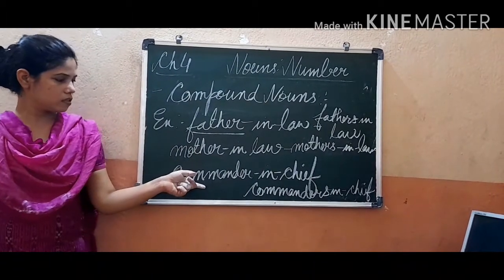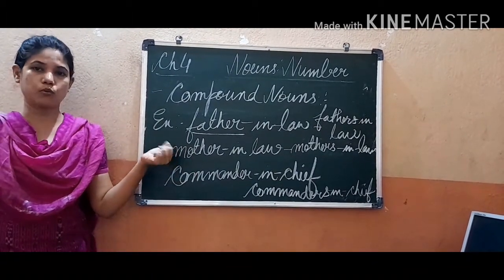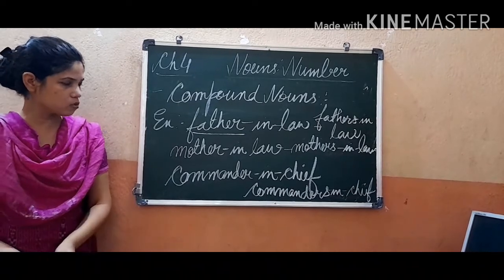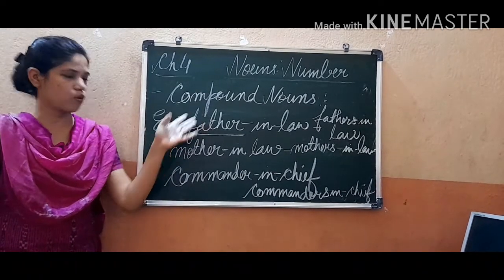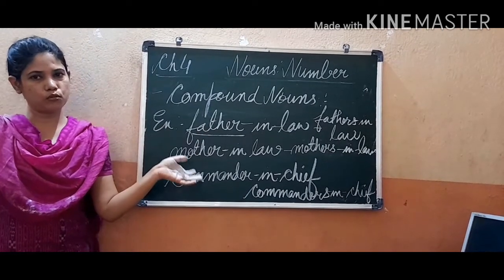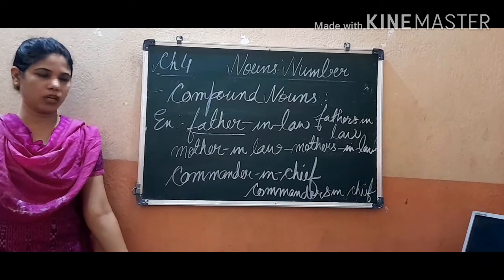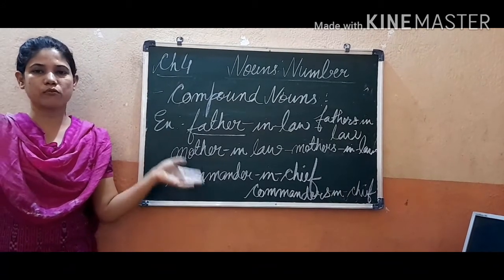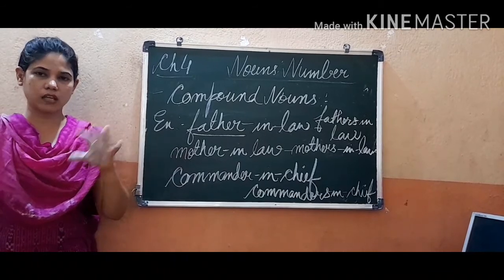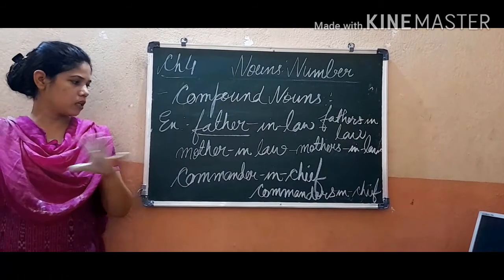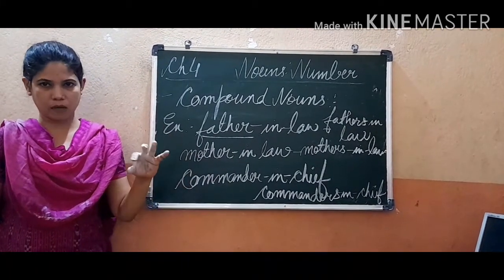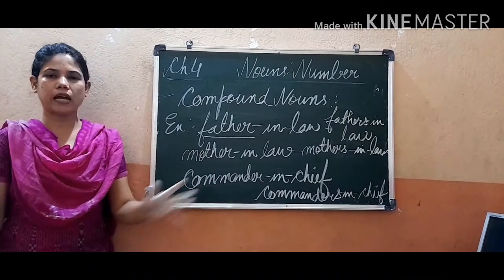So these are seven to eight rules that we have seen today, how to change from singular to plural noun. If you follow these rules, it will be very easy for you to change singular noun to plural noun, or singular number to plural number. So this is all I have in this video.